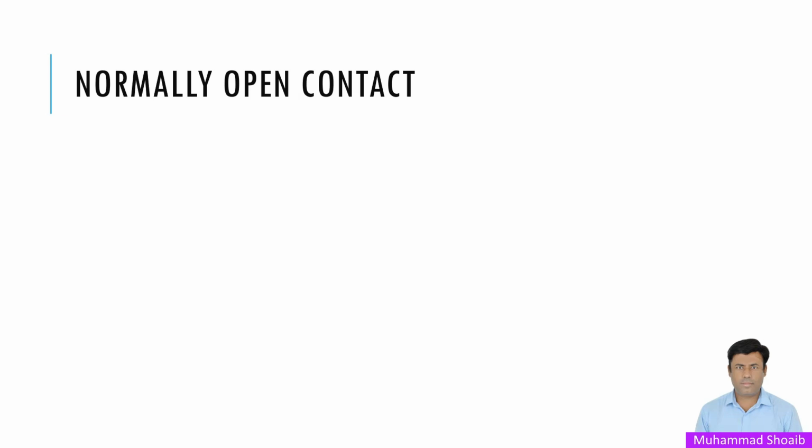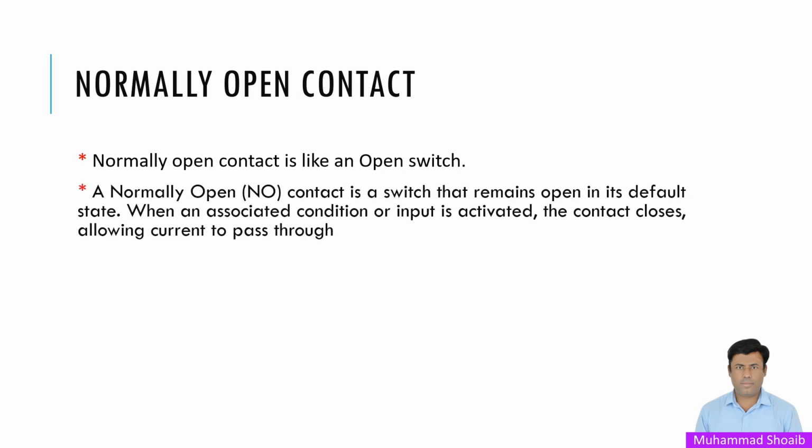So, what is an NO contact? A normally open contact is like an open switch, like any switch. In the normal state, it's off. Once you press, then it will be on. A normally open contact, or NO contact, is a switch that remains open in a default state. When an associated condition or input is activated, the contact closes and allows current to pass through.